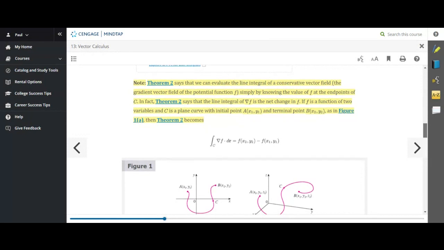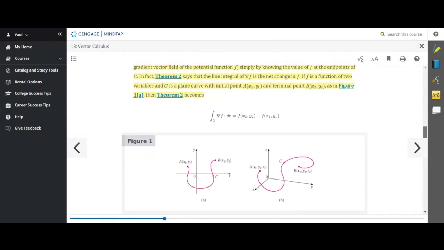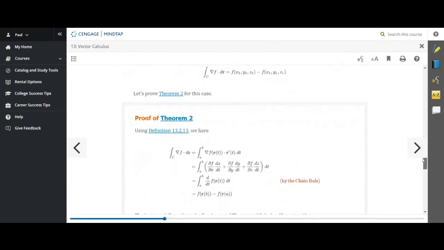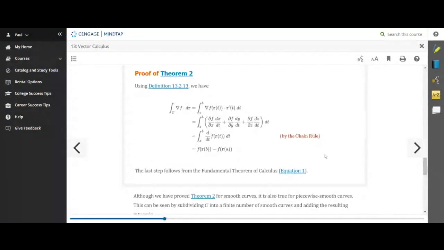Yeah, we talked about that, an initial point and a terminal point, yep. Here is the proof. So let's take a look at this. This is the proof for the fundamental theorem of line integrals. Let's make that proof a little bigger here.